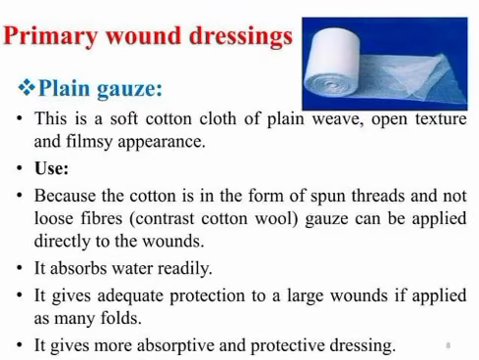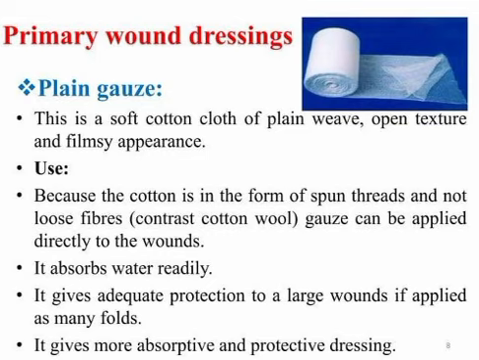For the primary wound dressings, first we are using the plain gauze. Plain gauze is like a soft cotton cloth, mainly of open texture, with a flimsy appearance. We can see it in the picture, just a soft cotton cloth. What are the uses of this plain gauze?